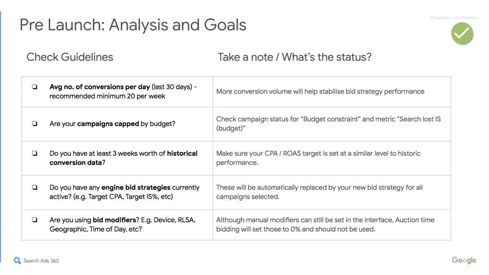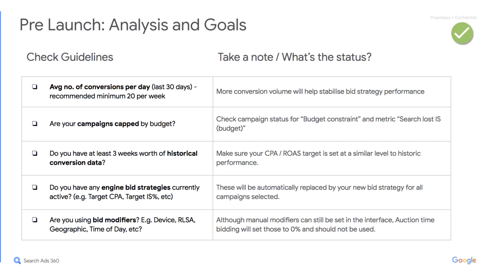Just bear in mind that you need to have a recommended minimum amount of conversions of 20 per week in the last 30 days. If you have your campaigns limited by budget, maybe it's a good time to review that, because we're going to give the system more freedom to decide which bids and which auctions are going to convert.